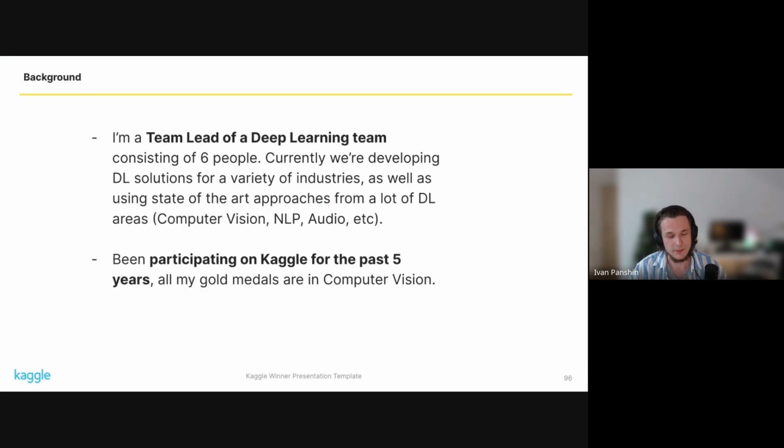All right, so my name is Ivan. I'm a team lead of a deep learning team consisting of currently 6 people. We're developing deep learning solutions for a variety of industries, as well as using state-of-the-art approaches from a lot of deep learning areas, like computer vision, NLP, audio, you name it. Also, I've been participating on Kaggle for the past 5 years now. All of my gold medals are in computer vision, and most of them are in healthcare. So it was kind of like a perfect competition for me.